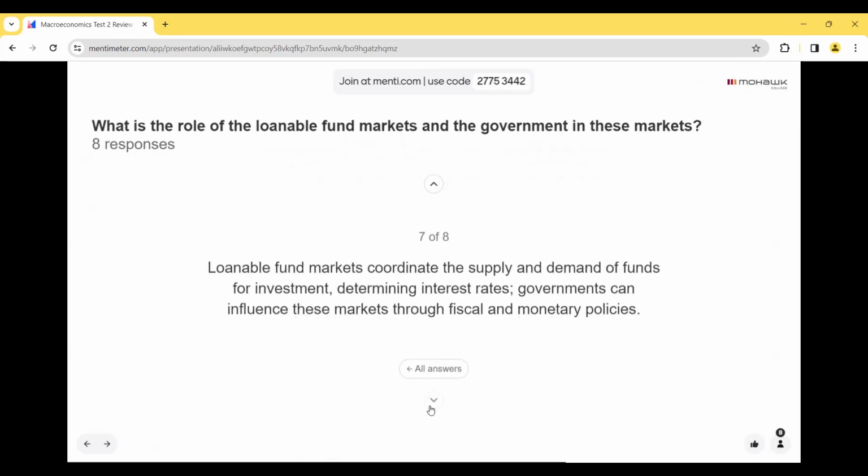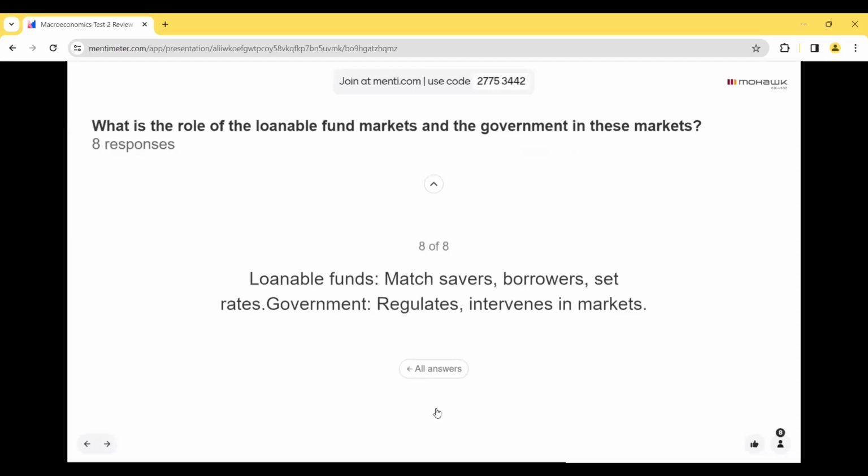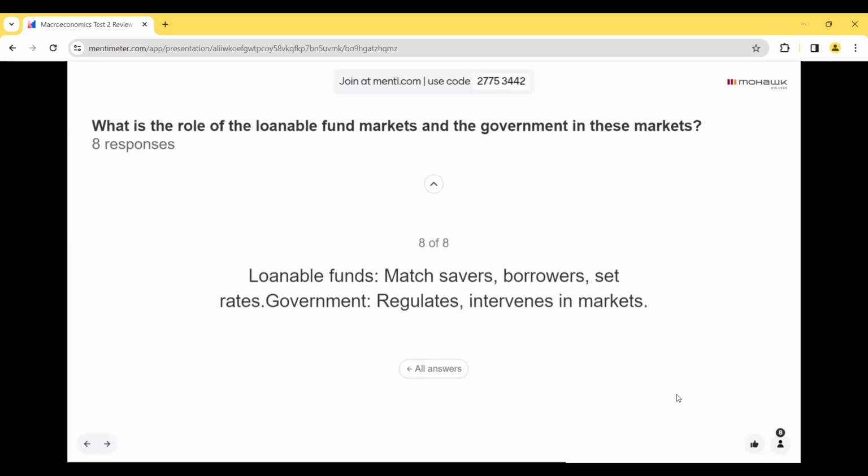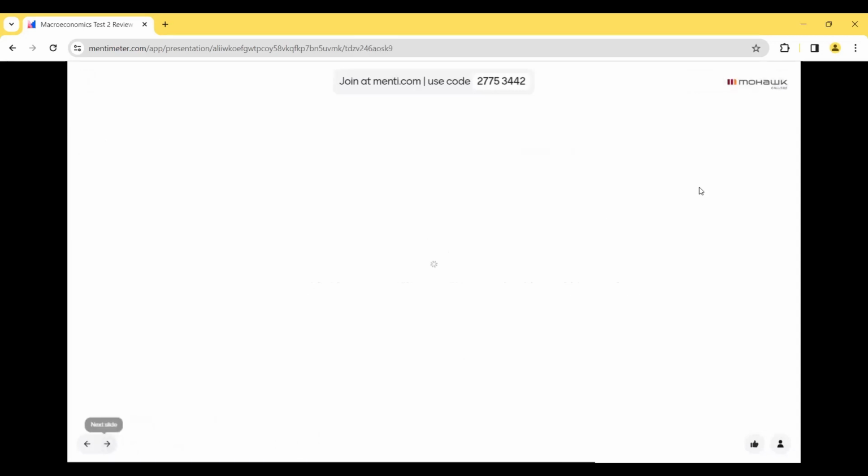Loanable funds markets coordinate supply and demand of funds for investment, determining interest rates. Governments can influence these markets through fiscal and monetary policies. Loanable funds match savers and borrowers, and set rates. Government regulates and intervenes in markets.